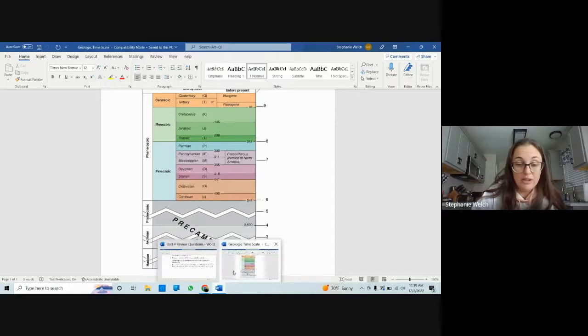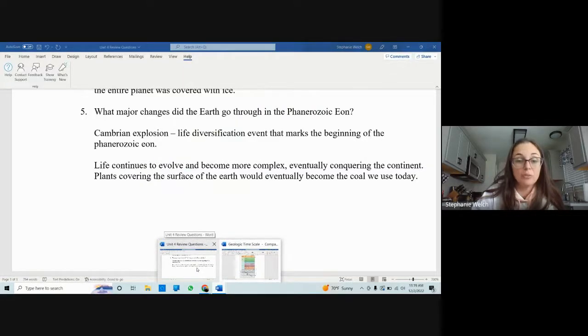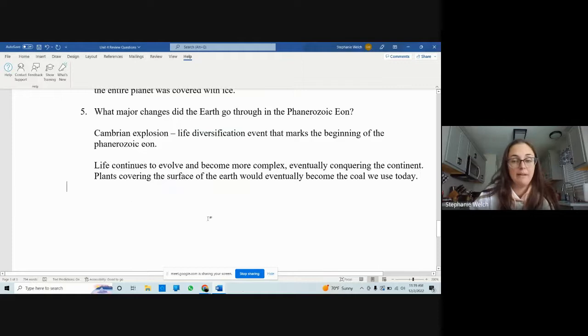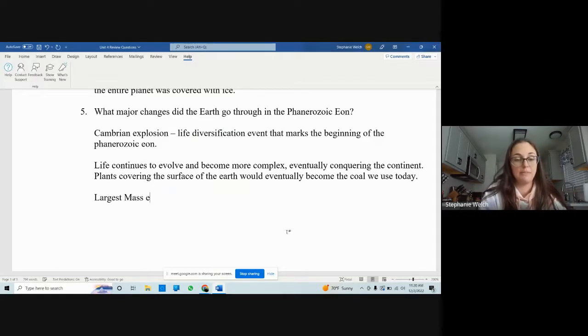but this also coincides with the timing of another supercontinent. So this next event here is what we call the Earth's largest mass extinction. It's the end Permian mass extinction.